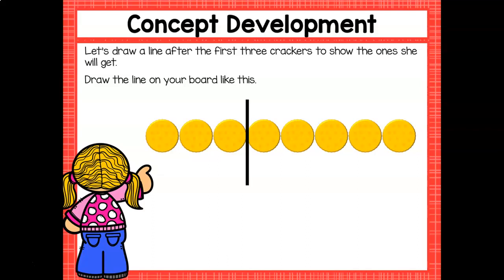Now, we have to make a number bond out of our picture. So we have some crackers for our friend, which we know are 3, but we don't know how many we have for ourselves. Let's count that right now. 1, 2, 3, 4, 5. Very good. We have 5 crackers for ourselves.